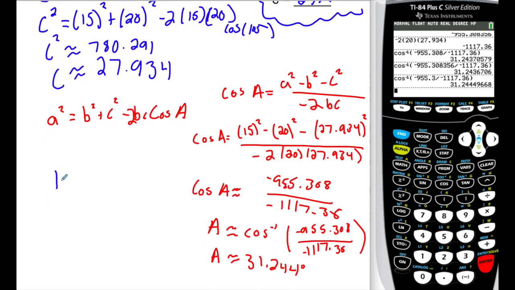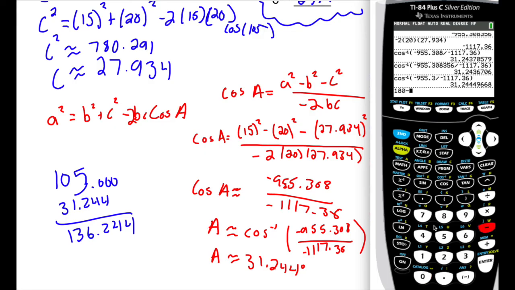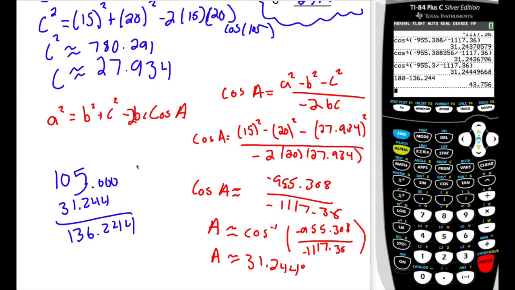Now for B, well, we know that C is 105. We know that A is 31.244. So we get 136.244 is the sum of our other angles. So we'll come over here and do 180 minus 136.244. And what I get is 43.756.